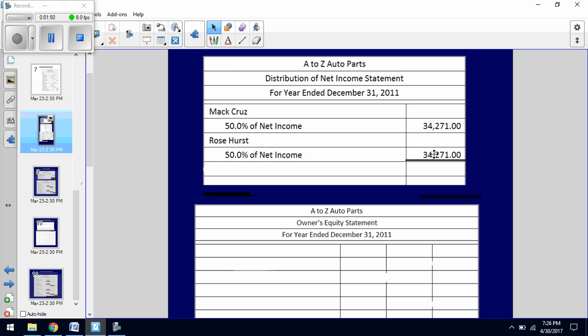And all we're going to do is add them back up, make sure we put the right number in, make sure it adds back up to the net income. And if it does, then you can go ahead and double underline. That's an easy one to do.